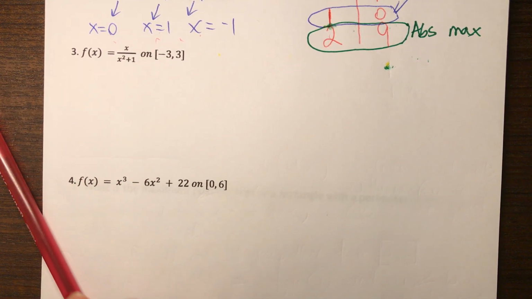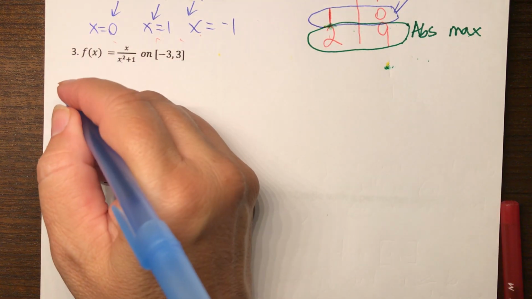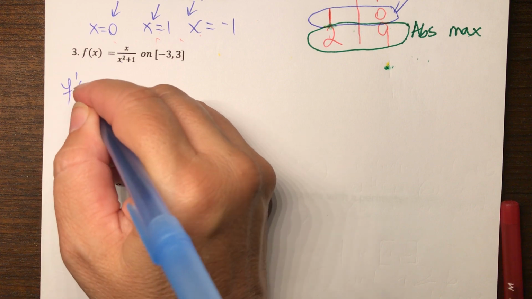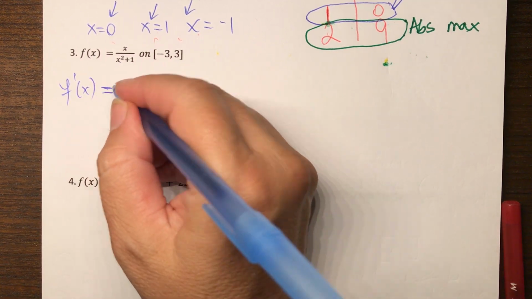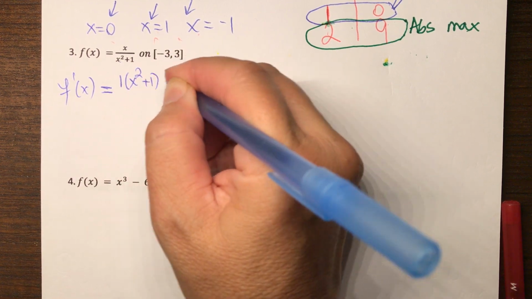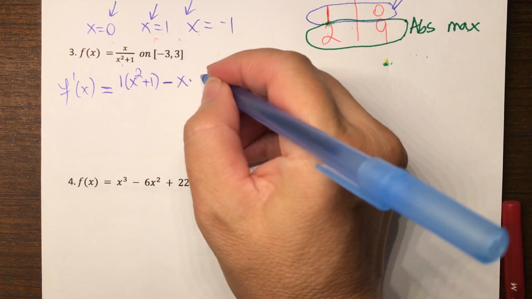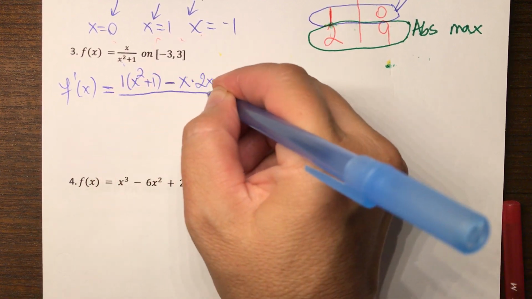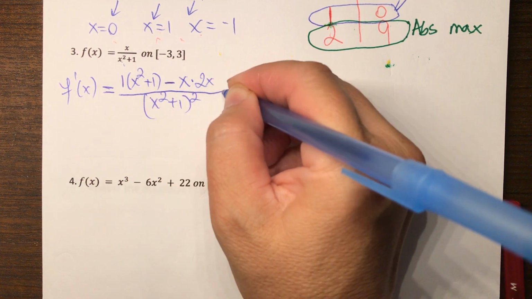Let's find the derivative, right? I'm looking for absolute min and max. Again, I'm giving you some tricky functions. This one's going to be a quotient rule, right? So it's the derivative of the top times the bottom, minus, keep the top alone, times the derivative of the bottom, all over the bottom squared.